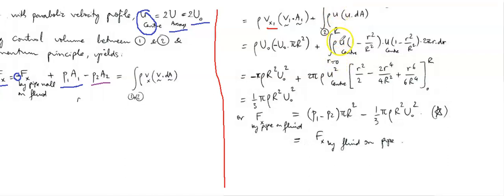We know u equals u center into 1 minus small r over capital R. Then it is u again, u into 1 minus small r square over capital R square, into 2, and dA equals 2 pi r dr. So this is actually u. This is actually u. Right. So now it should be negative, rho pi u naught square R square.